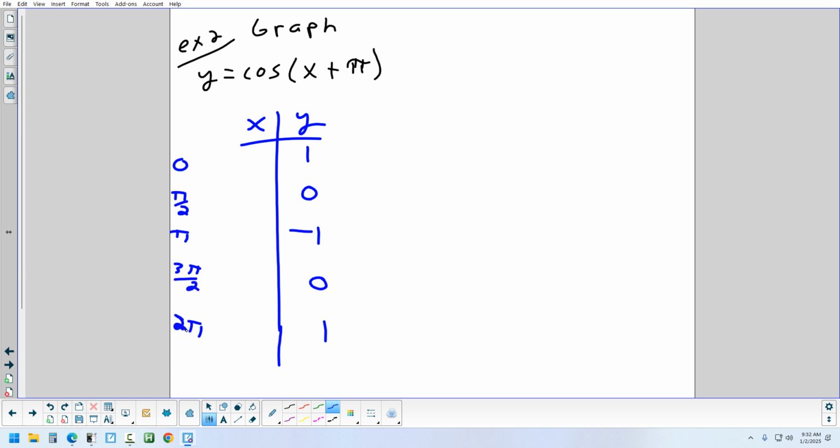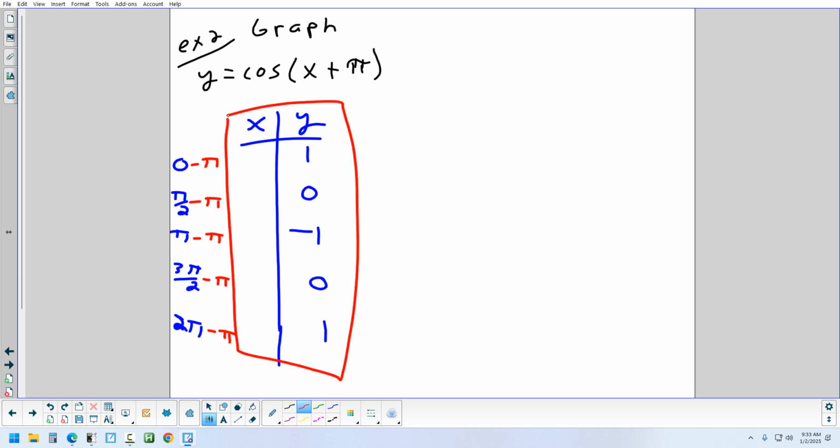Just going to put those for reference. And what are we going to do to all of my original x's to turn them into the x's I need for this graph? Subtract pi. Right, that's a plus, so everything needs to shift to the left. And all my final answers are going to be in that table.